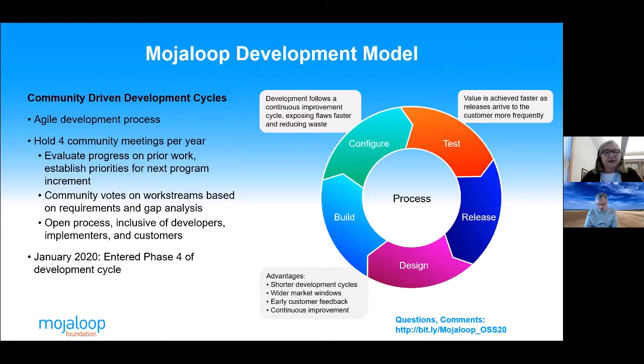And the agenda spans from business issues to technical issues to market issues. So it's a very diverse set of people that are contributing to those work stream discussions every 12 or 13 weeks. We entered phase four of our development cycle in January of this year. As I said, we're wrapping it up, and we'll start phase five in January 2021. So we'd welcome you to hop on and join us in that effort.